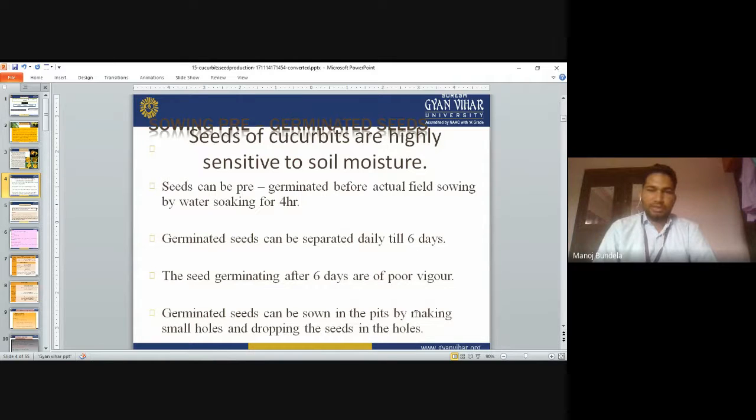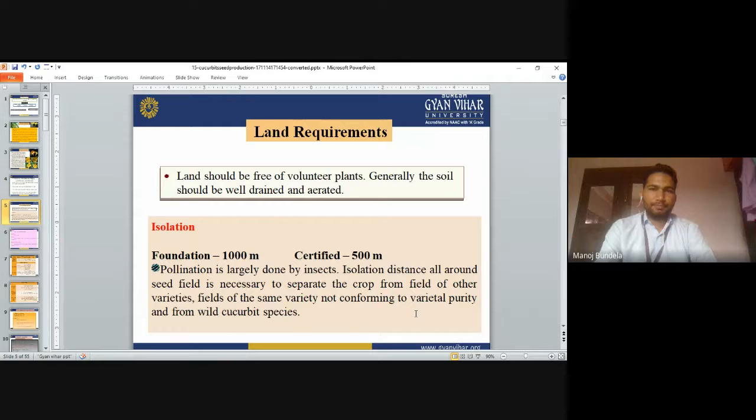Germinated seeds can be separated daily till 6 days. The seeds germinating after 6 days have poor vigor. Germinated seeds can be sown in pits by making small holes and dropping the seeds into the hole. So we have to prepare the pits, make small holes, and in those holes drop the seeds, and then the sowing process will be complete.